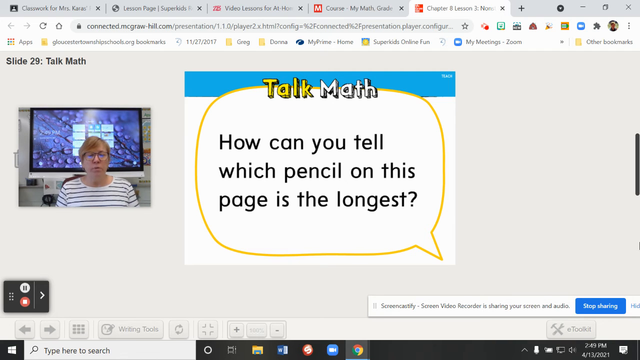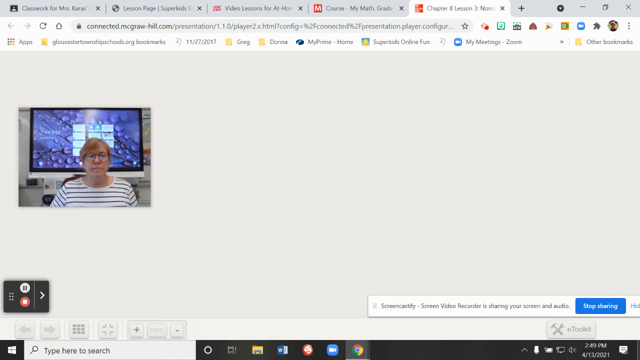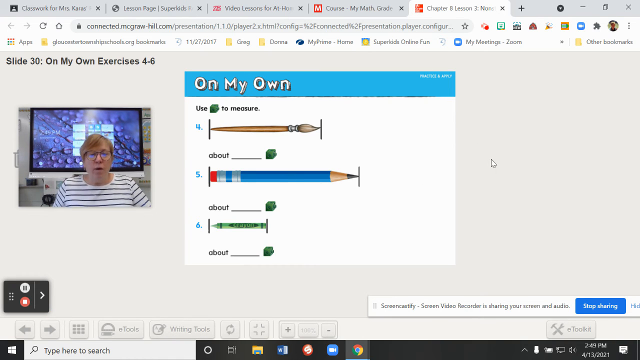How can you tell which pencil on that page is the longest? Tell your helper how you can tell. Well, yes, you can look at it, and you also can see which one had more cubes that covered it between the lines, right? Okay, now you're going to, on your own, measure with your cubes about how many cubes each item measures. So pause, and then you can come back for the answers.